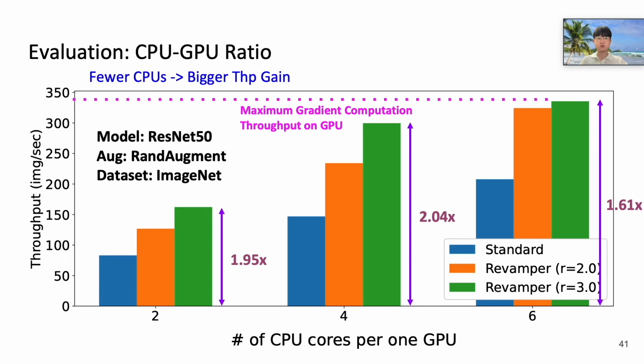We also show the training throughput change on varying number of CPU cores. Revamper shows better throughput improvement when CPU resource is relatively scarce. As the performance of the accelerators rapidly increases, we expect that more training jobs will benefit from Revamper in the near future.